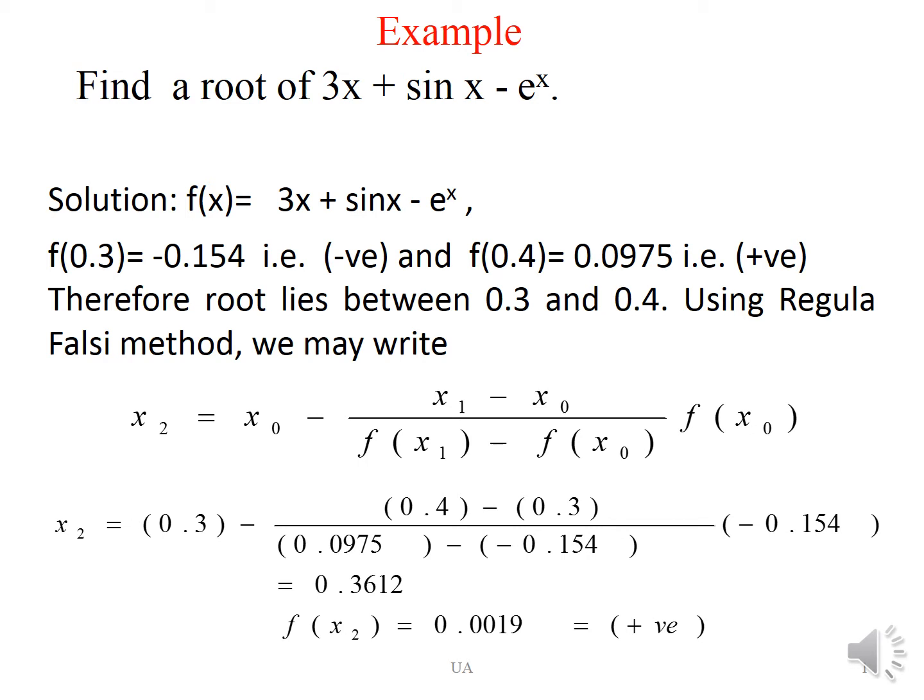When we substitute x equal to 0.3612, we get the value of the function, which comes 0.0019, which is positive. It means 0.4 will be replaced by 0.3612. So now our interval will be 0.3 and 0.3612.